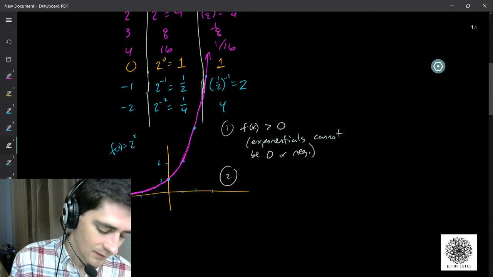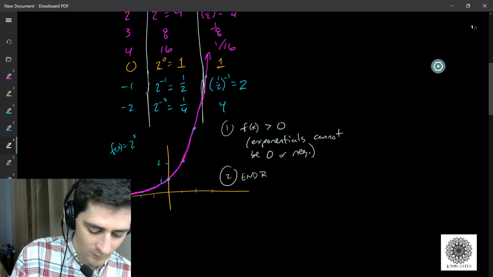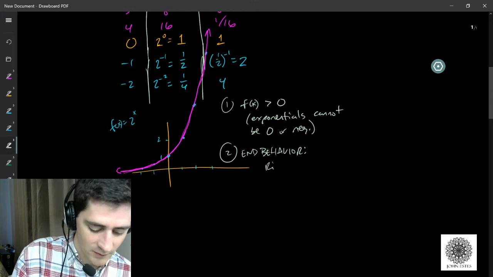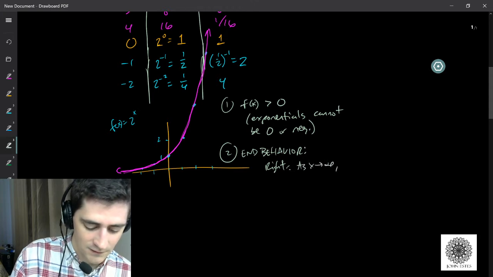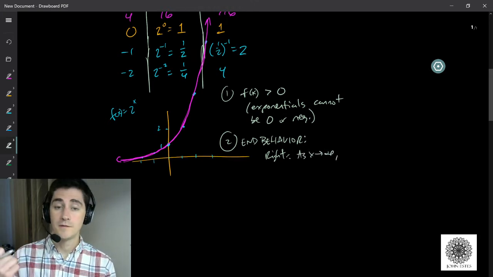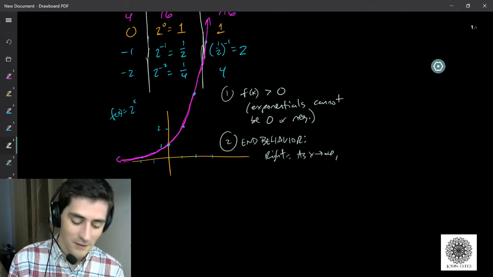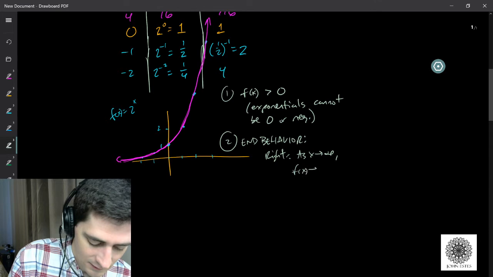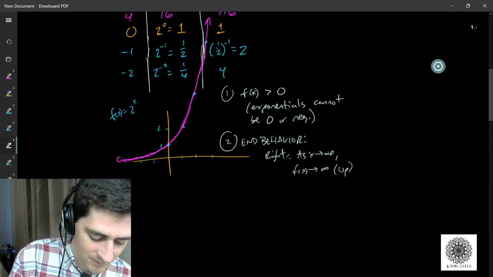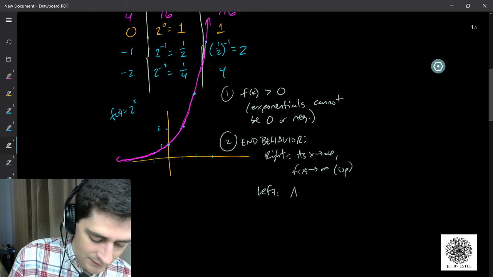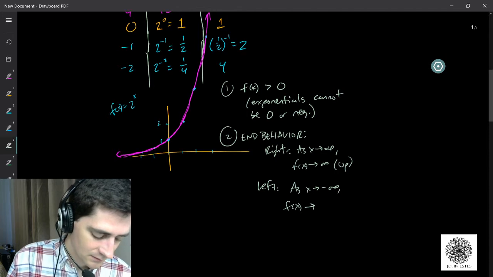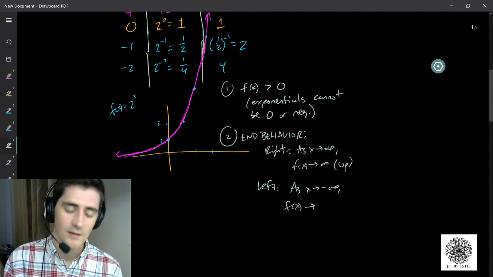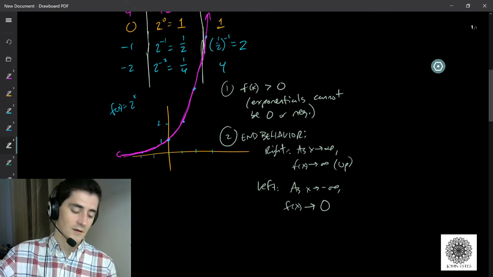All right, secondly, for the end behavior, we can think of a few things here. On the right, remember, what that means is as x goes to infinity, what is this function doing? As x goes out to positive infinity, this function is skyrocketing very fast, right? So f of x also goes to infinity. So on the right, we're going up. And on the left, as x approaches negative infinity, f of x actually approaches not negative infinity, it approaches 0. It just goes out to this line.